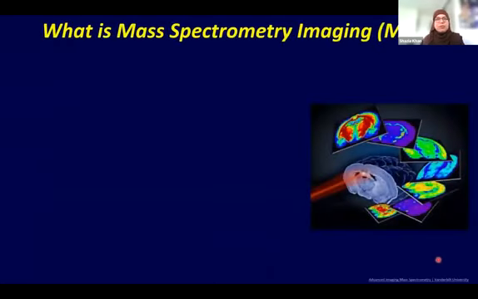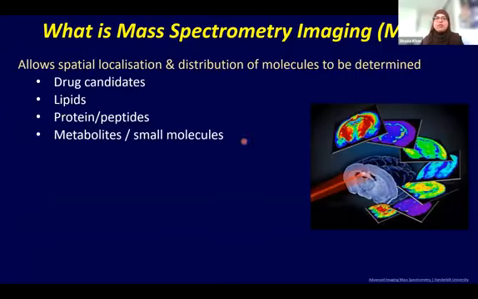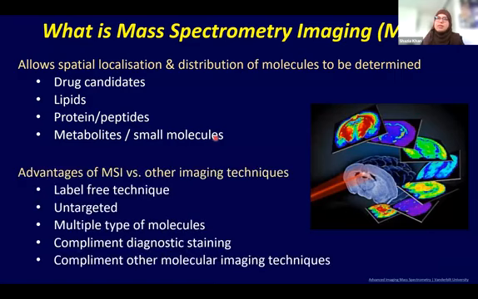Mass spectrometry imaging is a powerful analytical technique that enables spatial localization of molecules directly within a tissue section. It can be applied to a wide range of analytes, including drugs, lipids, proteins, peptides, metabolites, and small molecules. Unlike traditional imaging techniques, MSI does not require any specific labeling like antibodies, and it is largely untargeted and enables simultaneous measurement of hundreds of molecules while preserving histological information.